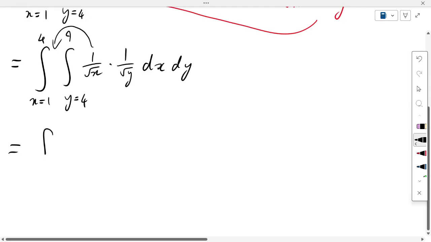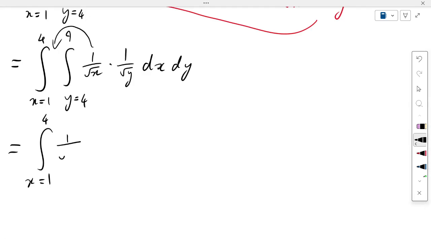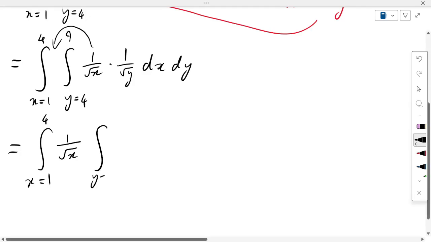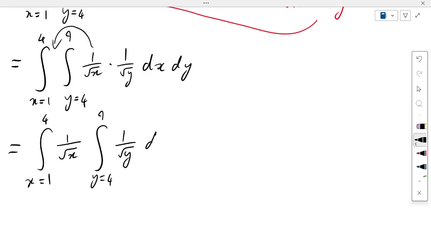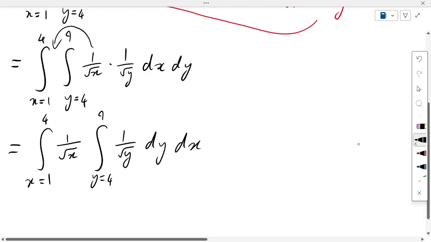So we're going to keep the x over here on this side. We're going to have x equals 1 until 4, and then, remember, we took the 1 over root x to this side. Then we're going to have the integral from y equals 4 until 9 of 1 over root y with respect to, we're going to put y here first because you're going to deal with this integral, and then dx is going to be here.